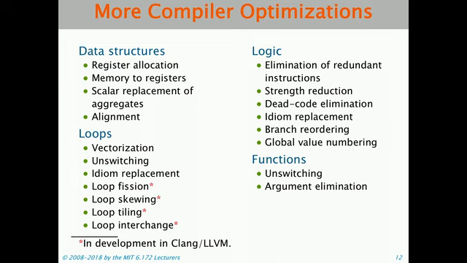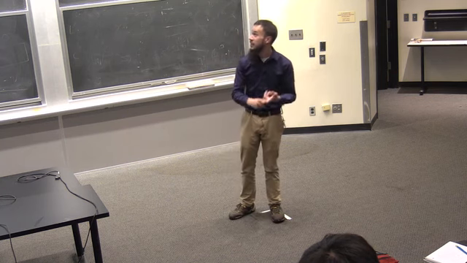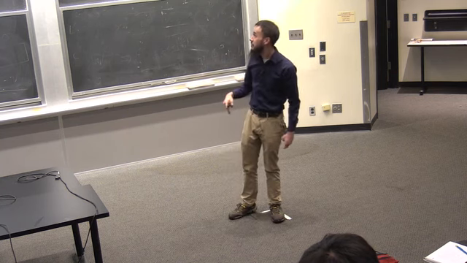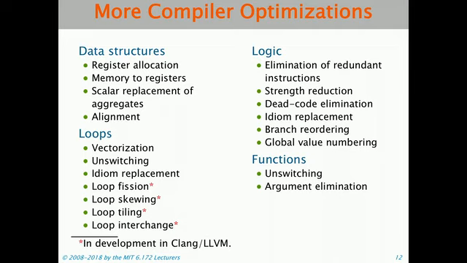Compilers are also good at loops. We already saw some example optimization on the previous slide. It can vectorize. It does a lot of other cool stuff. Unswitching is a cool optimization that I won't cover here. Idiom replacement, it finds common patterns and does something smart with those. Fission, skewing, tiling, interchange, those all try to process the iterations of the loop in some clever way to make stuff go fast, and some restrictions apply. Those are really in development in LLVM.